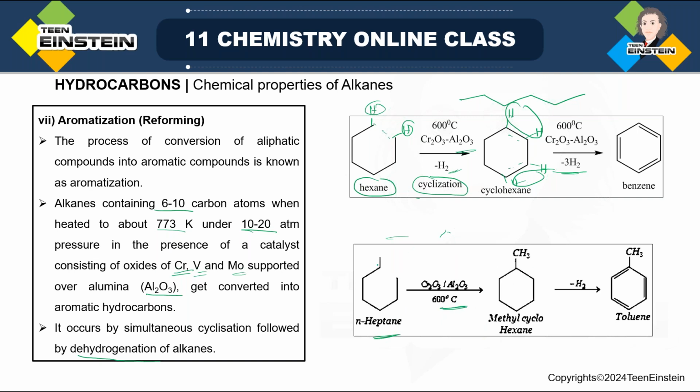Same condition. Now these two positions are connected, you are getting methyl substituted cyclohexane, and after removal of 3 more hydrogen molecules from these positions, now we will get toluene, methyl substituted benzene. This is also known as reforming.